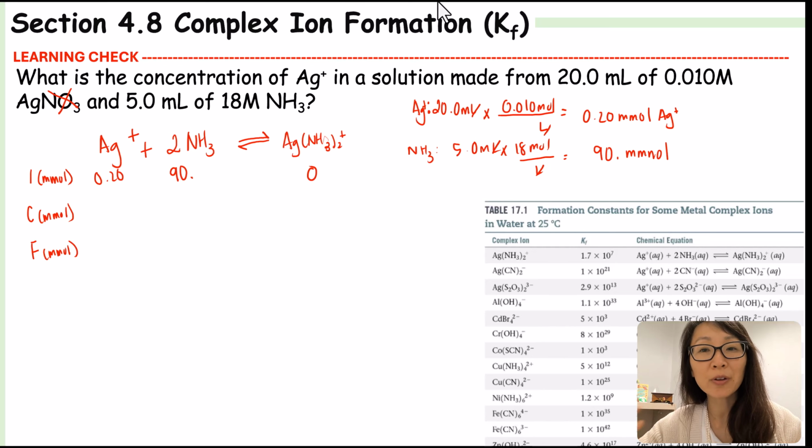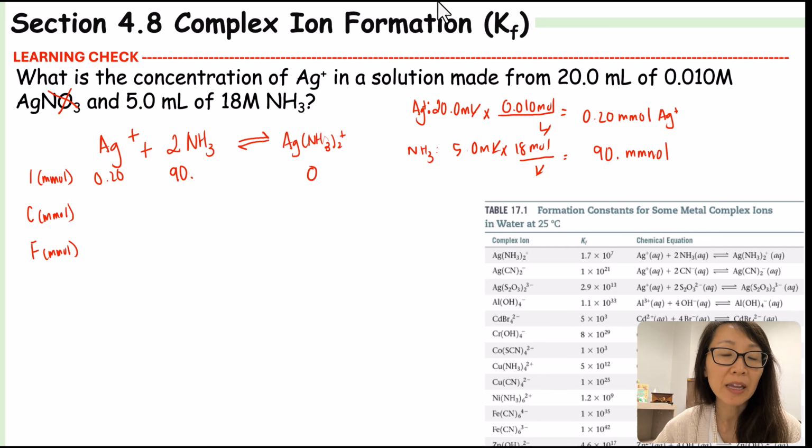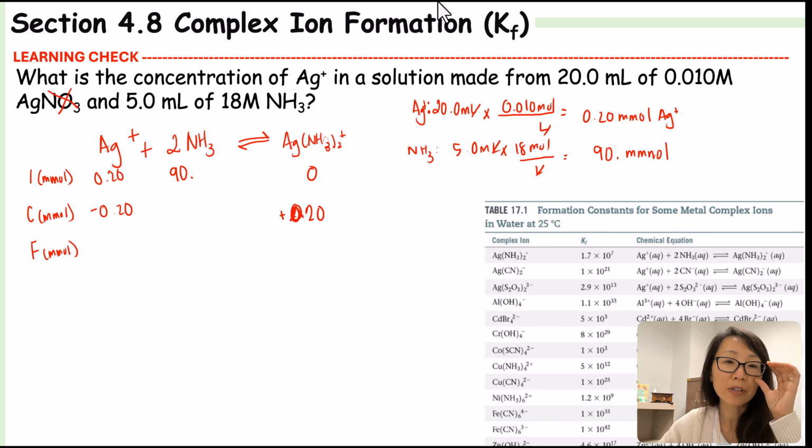So now we're going to go through change. The reaction is going to start going. We look at the limiting reagent, which is the silver, because that's the lowest value. You subtract it by the lowest value. And on the right side, we add it by its subtracted value. So it's plus 0.20. What about here? Well, you'll notice that there's a coefficient of 2.